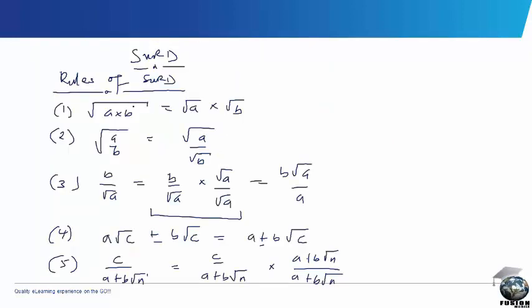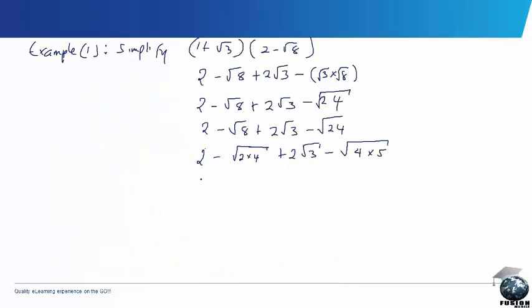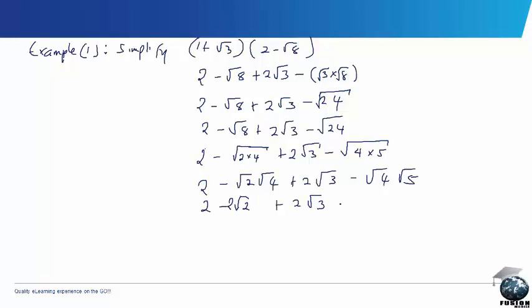Okay, you can separate the roots in the first law of surds, and then we have 2 minus root 2 root 4 plus 2 root 3 minus root 4 root 5. Alright, 2 minus root 2 and 2, so root 4 is equal to 2 plus 2 root 3, minus, at this point, 2 root 5. This gives us the outcome, because when we have gotten to this point we wouldn't have any other simplification to make.